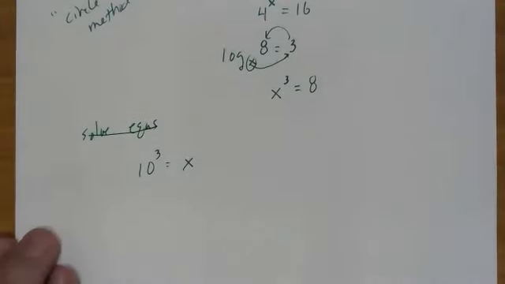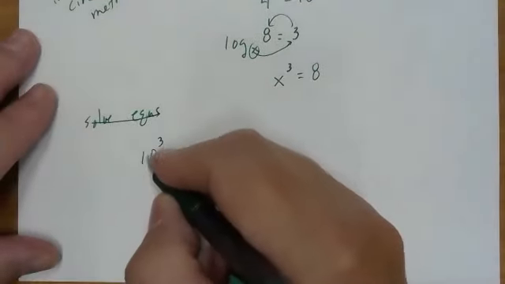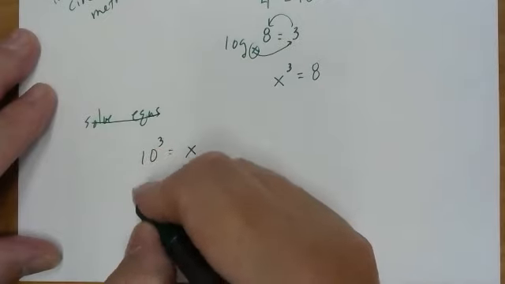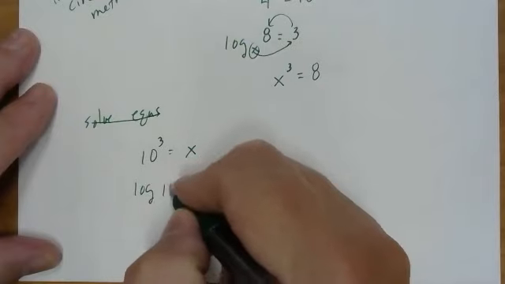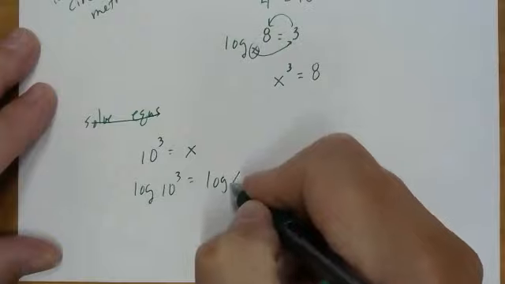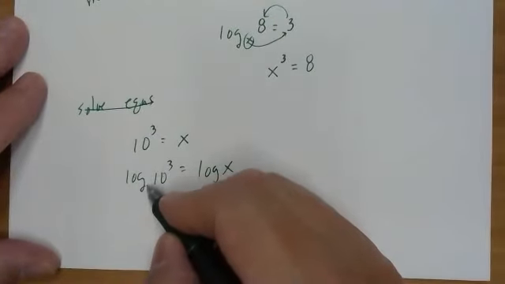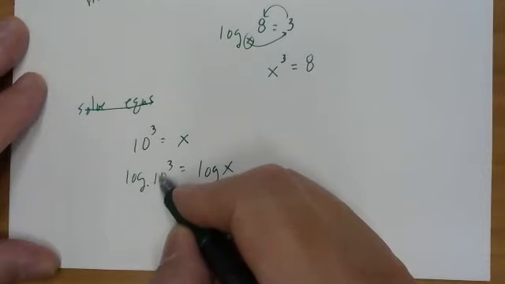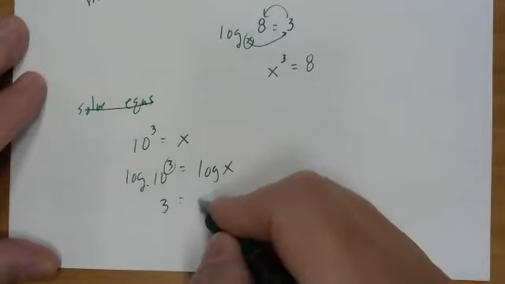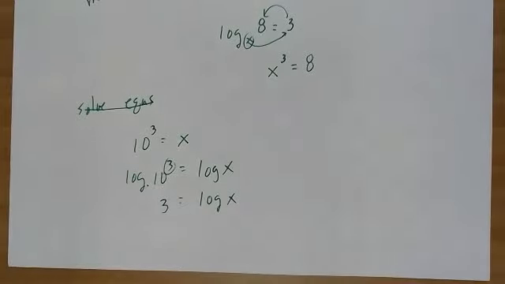So it's an exponential equation, and we want a log equation. Since the base of my exponential function is 10, I'm going to take log base 10 of both sides. Now log base 10 of 10 cubed, the base of the log and the base of the exponential equation are the same, so you just end up with your exponent. So 3 equals log x.